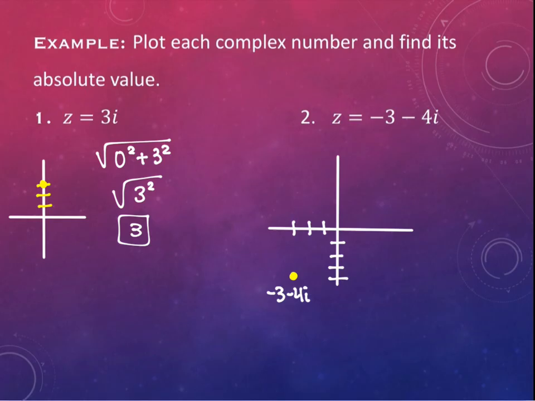In quadrant 3, right, if we're thinking about it from the way we've been thinking about these quadrants before. Okay, everybody good with that? That's my graph. Straightforward, plot the point. And then how am I going to find this length? Because that's the absolute value.